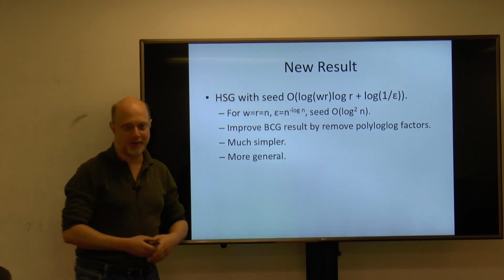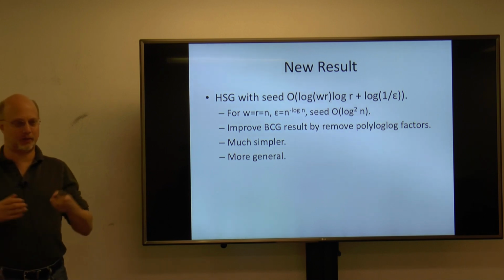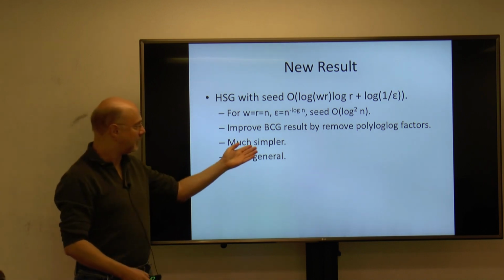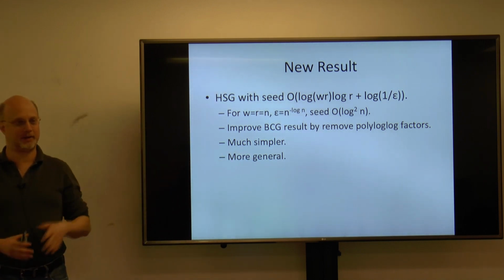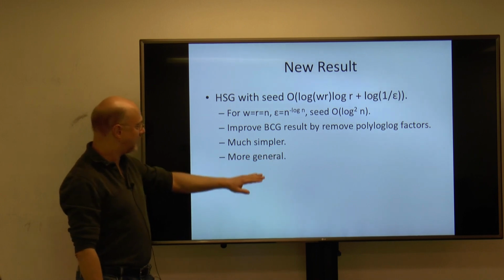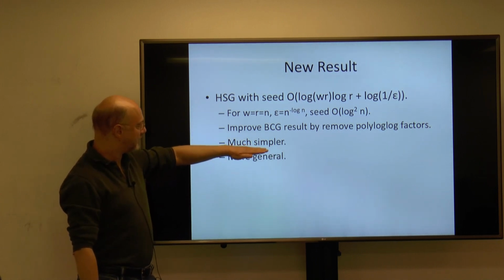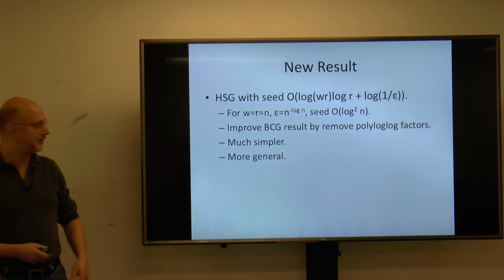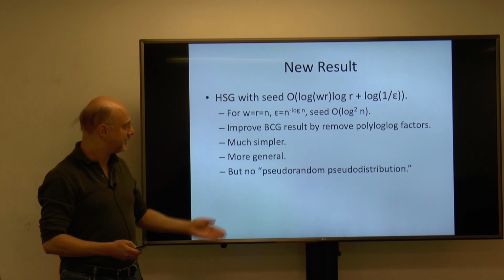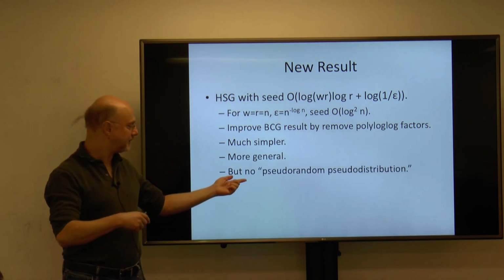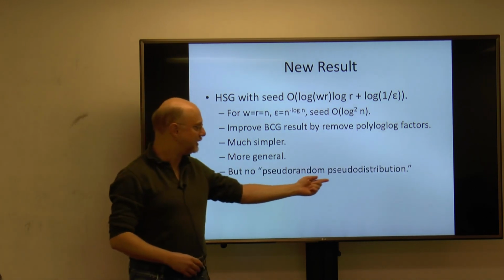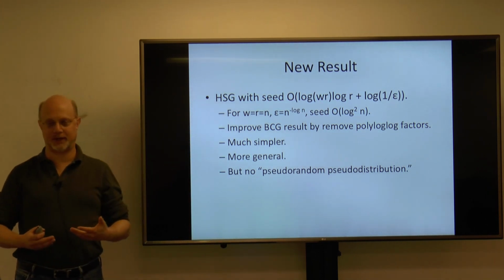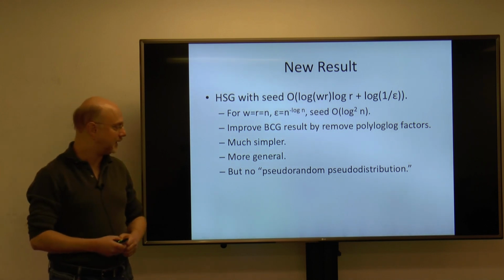Secondly, they start with a very elegant idea, but to make it all work, it gets very complicated and the paper runs to 60 plus pages. Our paper is 9 pages, including the introduction and everything. So, I think it's fair to say it's simpler, and it's more general in ways that I'll tell you later. Except it's less general in that we don't construct a pseudo-random pseudo-distribution. So our work is only applicable to de-randomizing RL, not BPL.